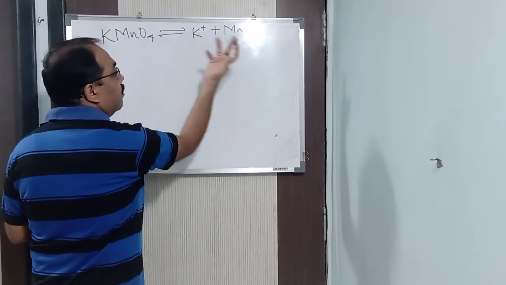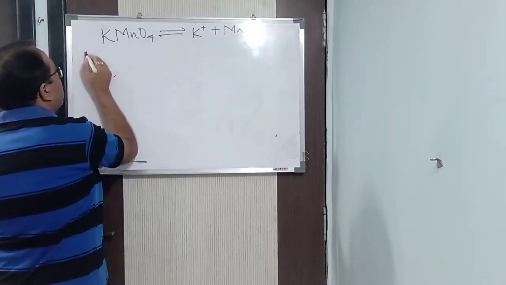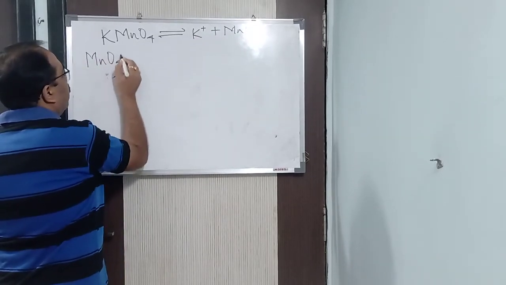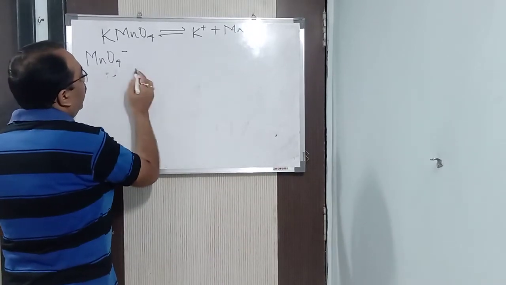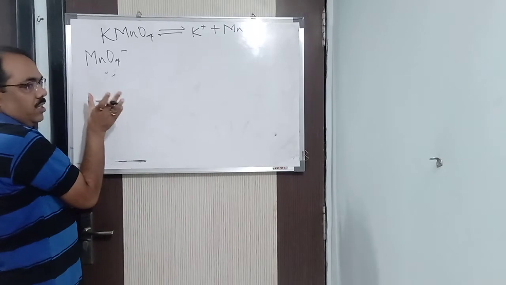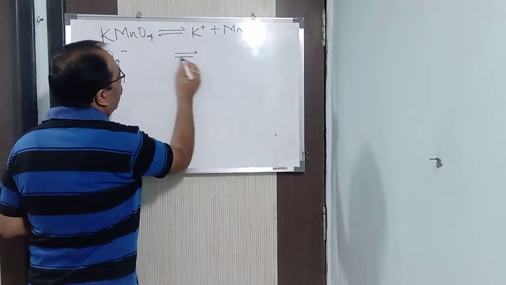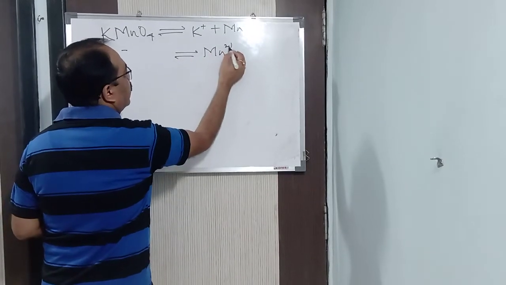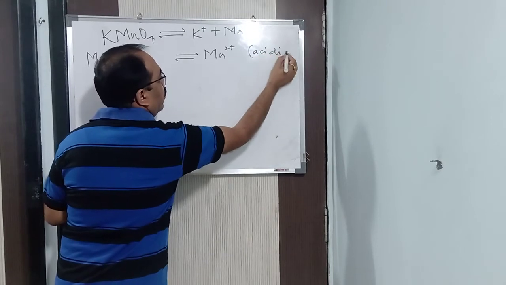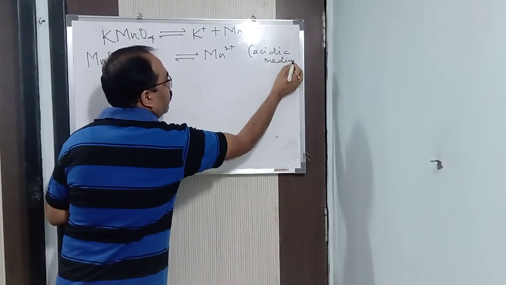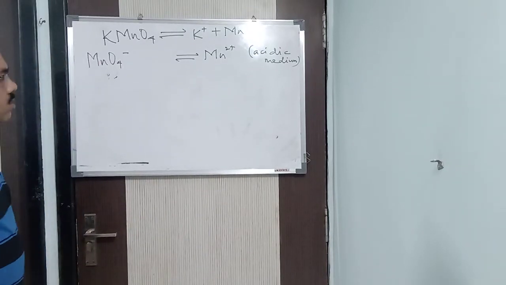So I have to balance this. K plus, nothing is to balance, so I am going to balance the MnO4 minus ion. Look at the board properly at what I am doing. Actually, in your exams, you will be given the question in this way: MnO4 minus gives Mn2 plus, and here it will be written acidic medium. Understood? This will be your question. So how to balance this?